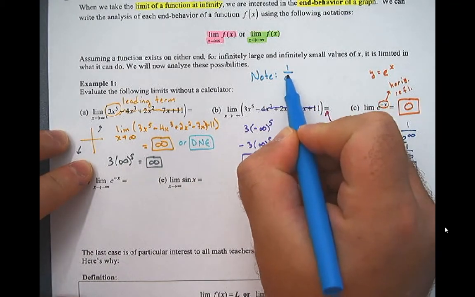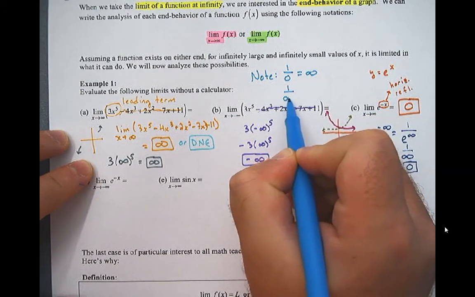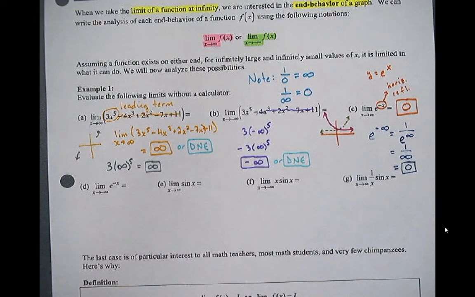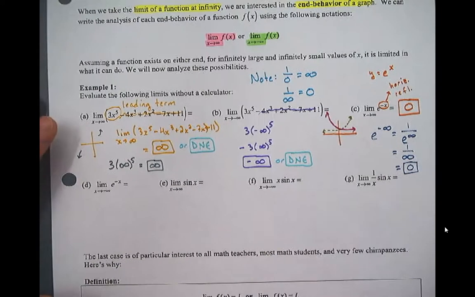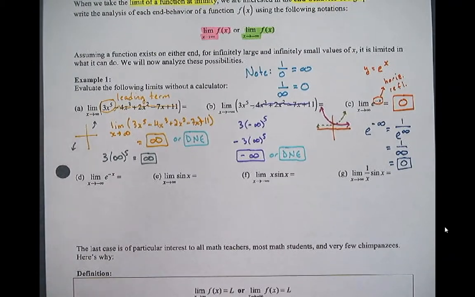1 over 0 is infinity, and then therefore 1 over infinity is 0. So the reciprocal of 0 is infinity. Sorry, let me say that again. The reciprocal of 0 is infinity, and the reciprocal of infinity is 0.